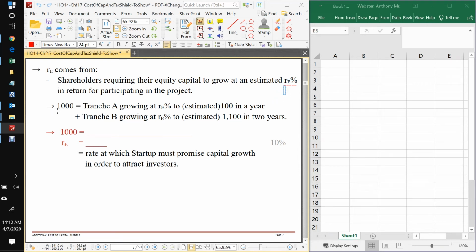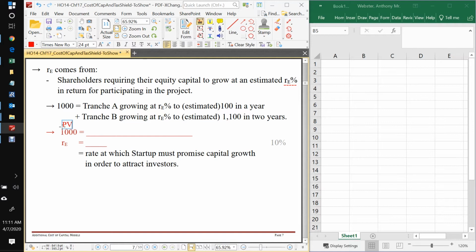So it works like this. They put in the 1000K now, and that's going to translate to a tranche A growing at RE% to an estimated 100K in a year, and a tranche B growing at RE% to an estimated 1,100K in 2 years. So with this knowledge of what the projected cash flows are, we can solve for the interest rate that equity investors are going to demand to participate in this project. So let's go ahead and do it.